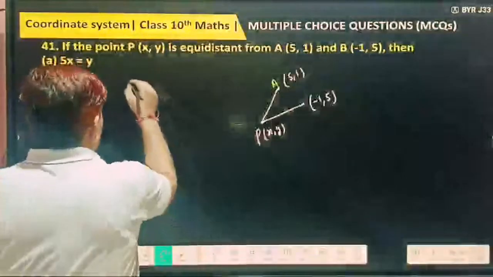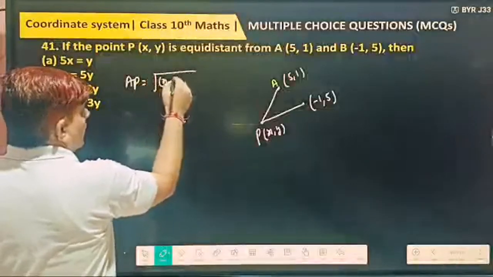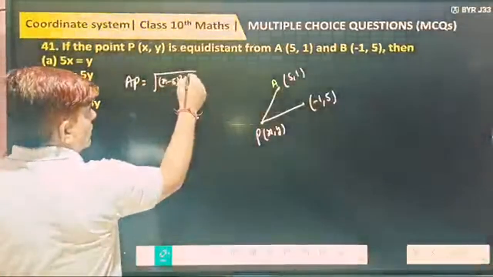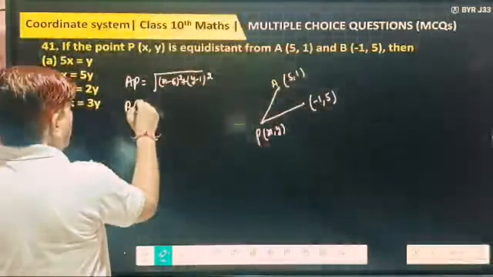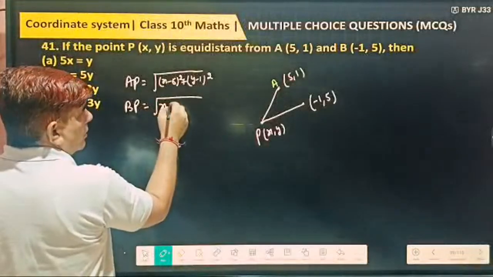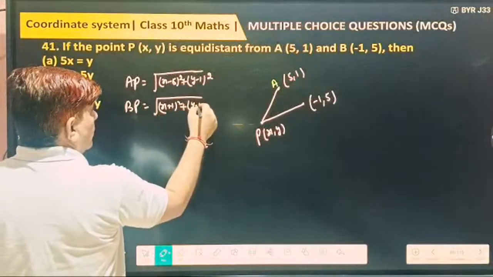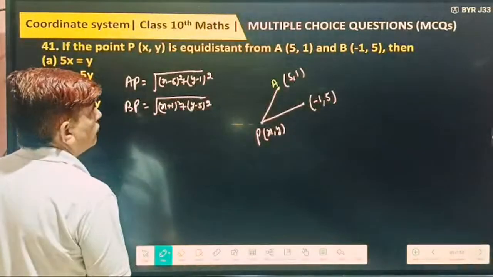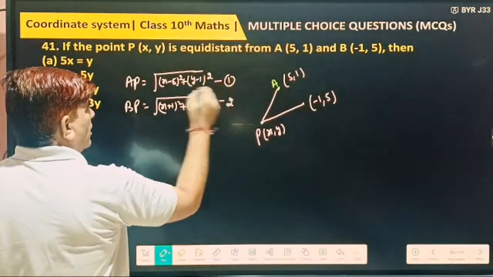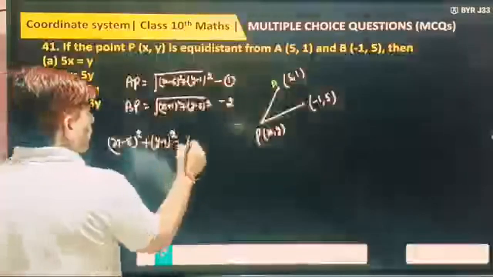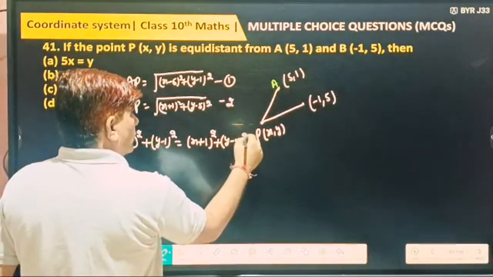So first what can we find out? AP. What's your AP? x minus 5 whole square plus y minus 1 whole square. Then find BP. BP is equal to x plus 1 whole square plus y minus 5 whole square. Both are equal, so squaring both sides, x minus 5 whole square plus y minus 1 whole square equal to x plus 1 whole square plus y minus 5 whole square.